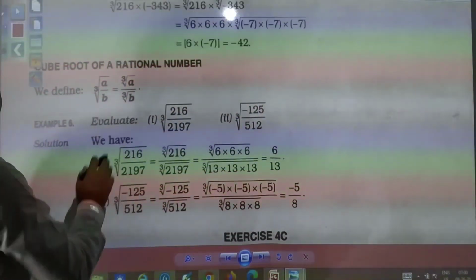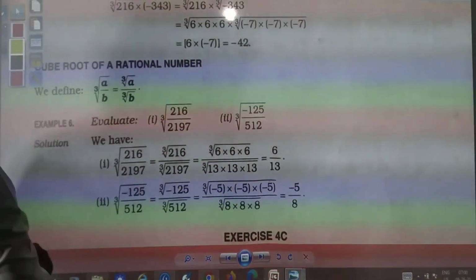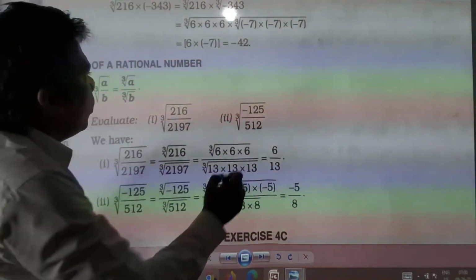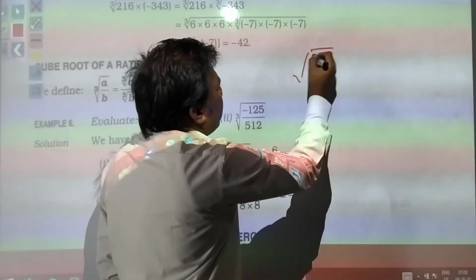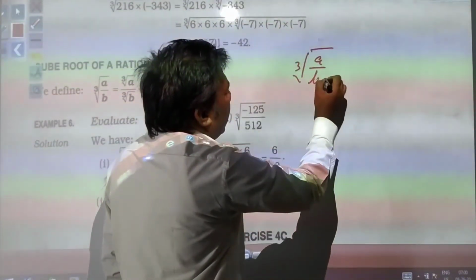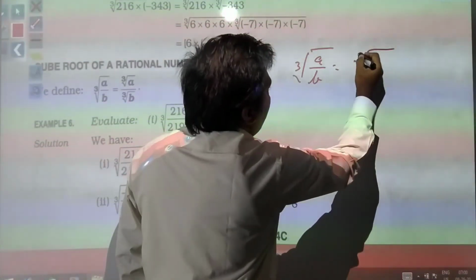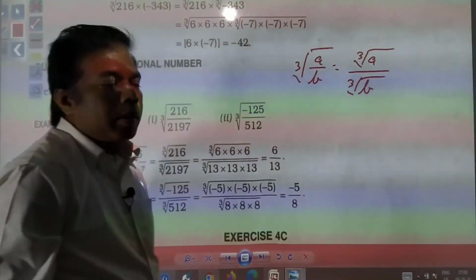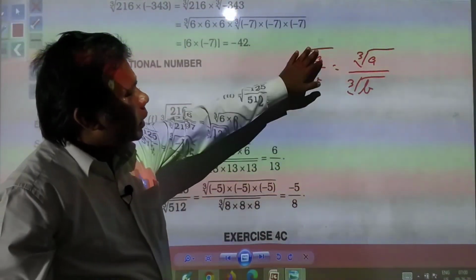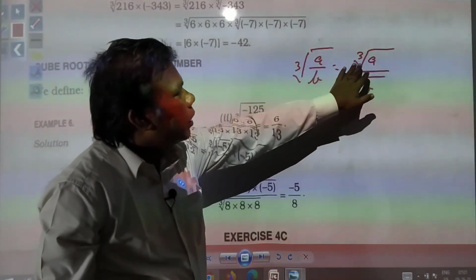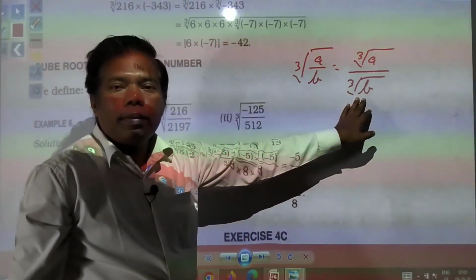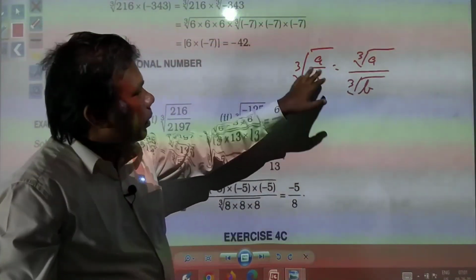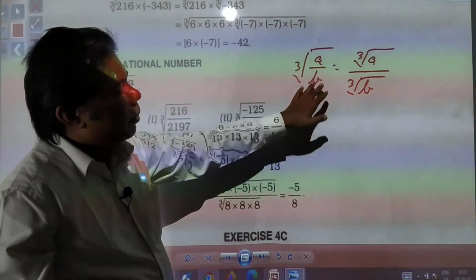Then you have cube root of a rational number. So again in square root you had learned the same thing. You have cube root of a by b. If you have, it can be written as cube root of a divided by cube root of b. So if any given number you have in this form, it can be written as cube root of a by cube root of b, or in this form if any number has been given, that can be written in this form, cube root of a by b.